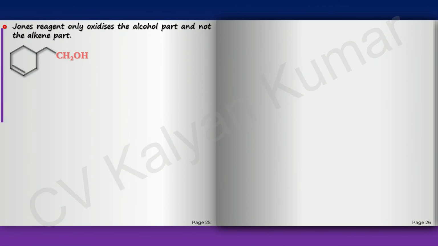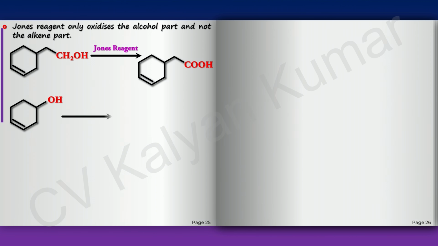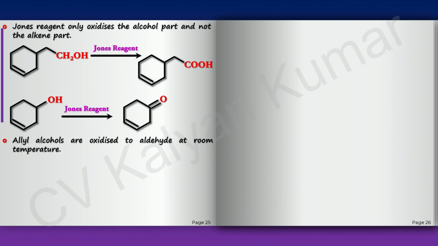So suppose I were to have this and I were to use Jones reagent, it will only oxidize the primary alcohol into acid. Double bond is not touched. So if I take a secondary alcohol, well, it will form a ketone. Now, allyl alcohols are oxidized to aldehydes at room temperature. So Jones reagent has another unique thing.